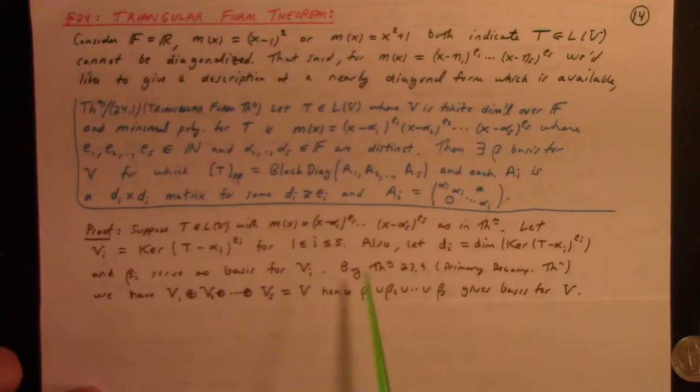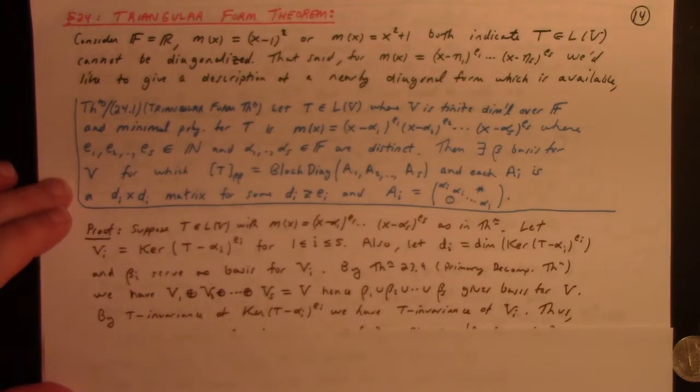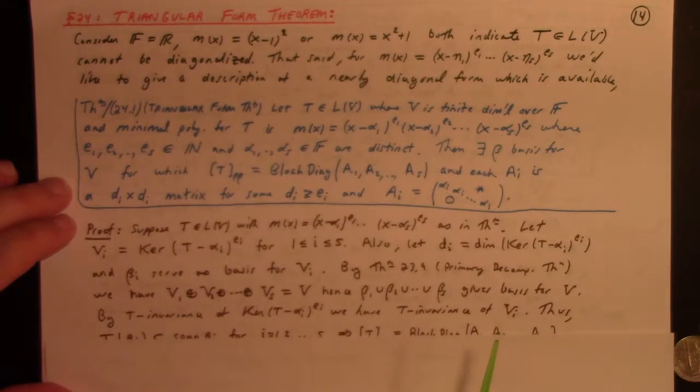And from a theorem we did not prove yet, but we could prove without too much effort, maybe I'll do it in class for you guys, you can take the union of the bases for each one of these together and you get a basis for the whole space, all right? And we have T invariance of the Vi, because the Vi's are kernels. Thus, T of beta i is a subset of the span of beta i.